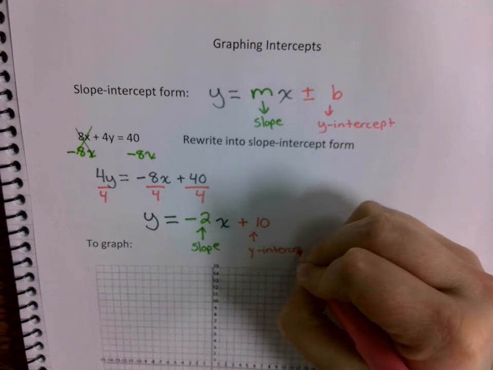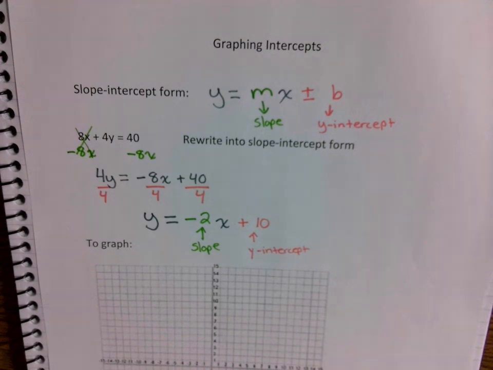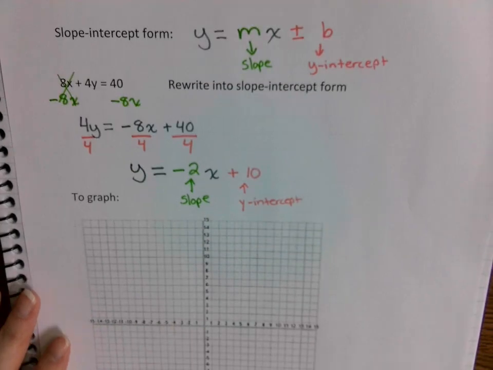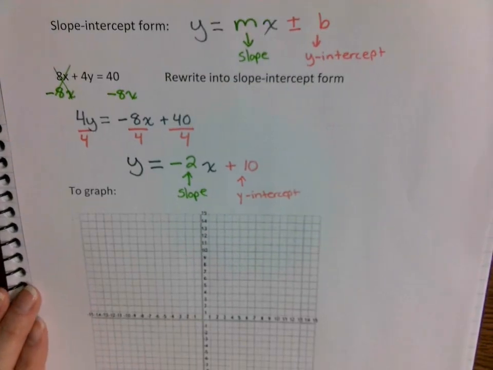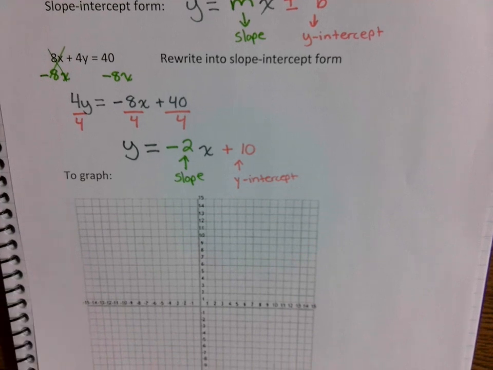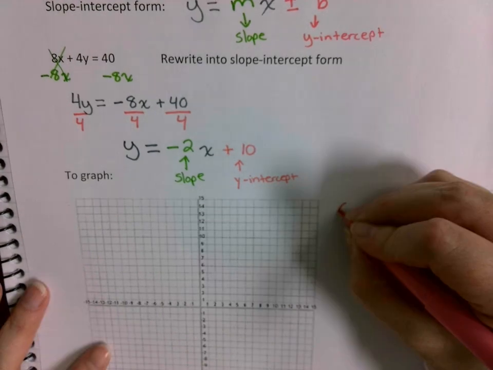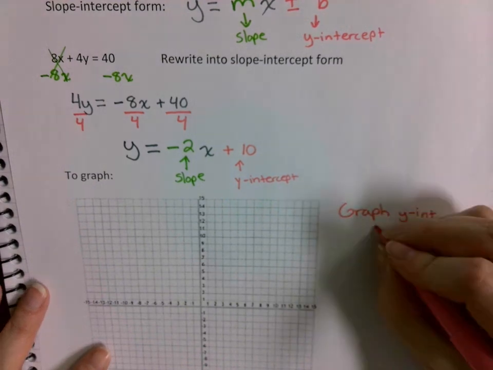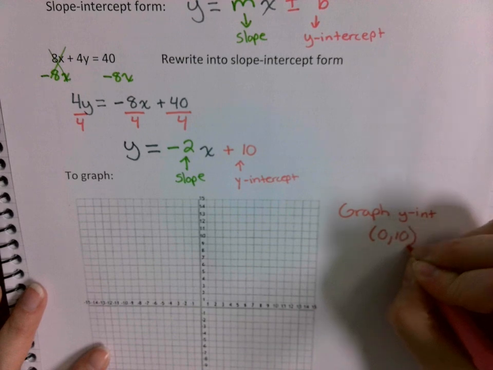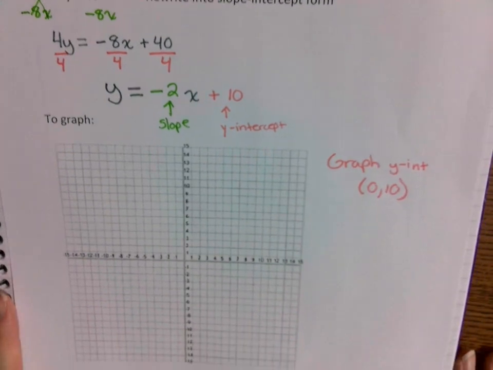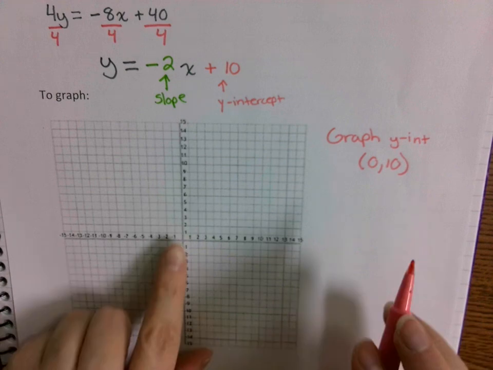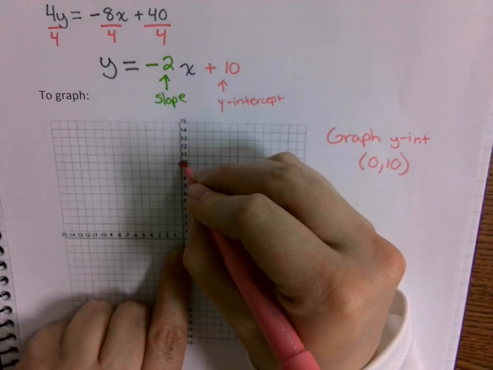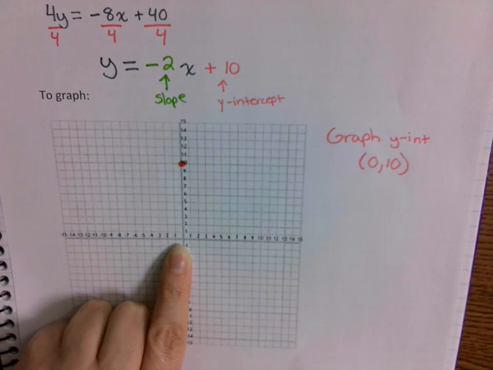Now to graph it, remember, when we graph it, we first graph what point? Allison, what point do we graph first? The y-intercept. So the first thing that we're going to do is graph the y-intercept. So the y-intercept happens to be located at the point 0, 10. So I start at the origin and I go up positive 10. That's my y-intercept. Then I use my slope as a direction, like a GPS.